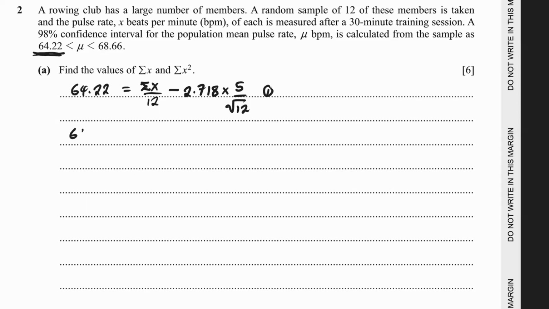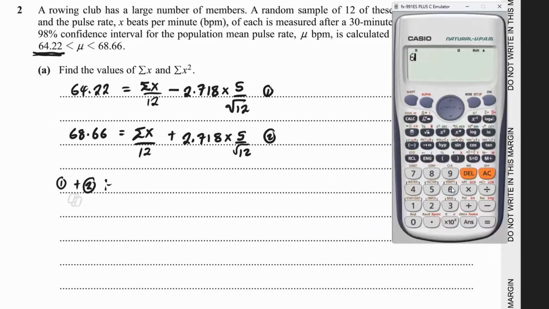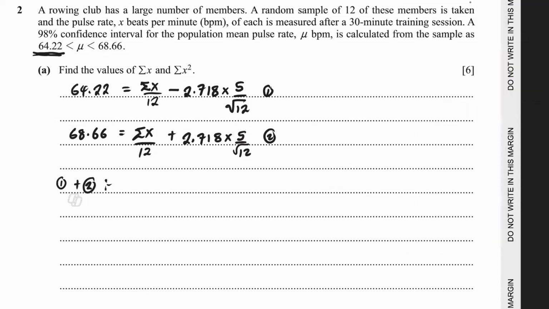We also have 68.66 being equal to the sum of x over 12 plus 2.718 times s over root 12. All right, that's equation 2. So if we say equation 1 plus equation 2, on the left side that's 64.22 plus 68.66, and we get here 132.88.